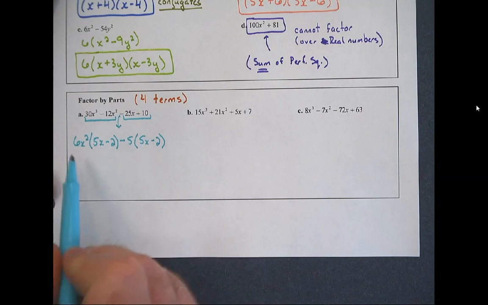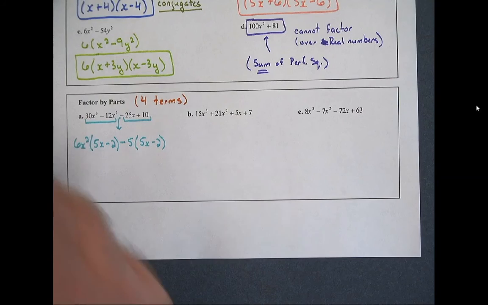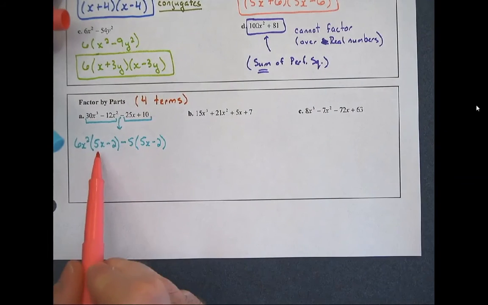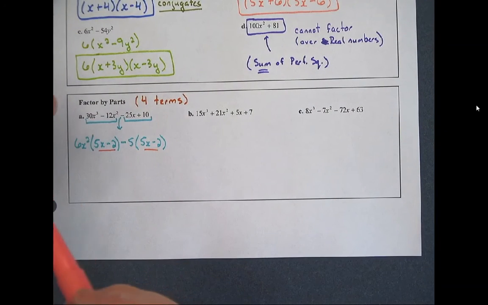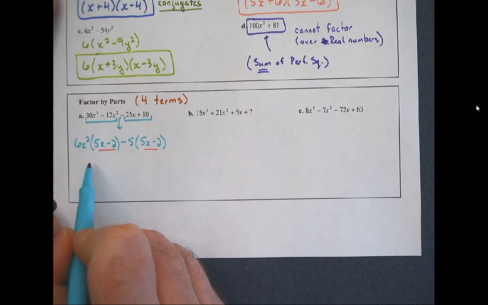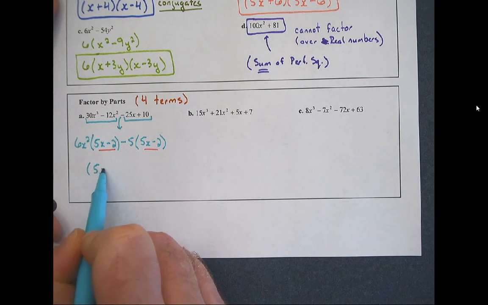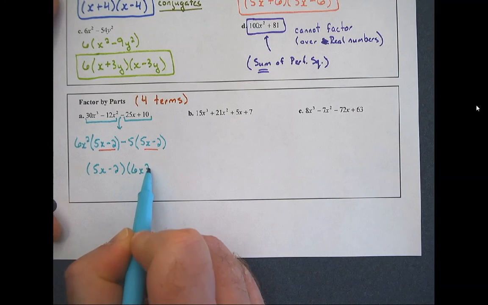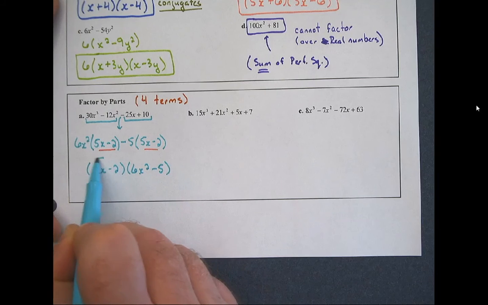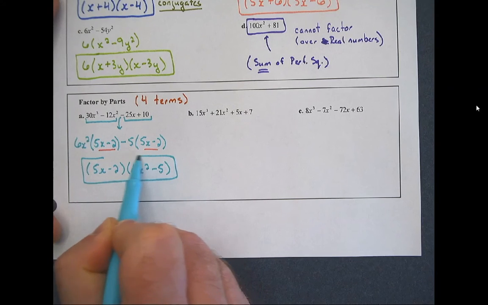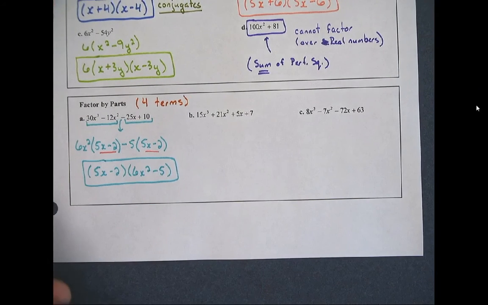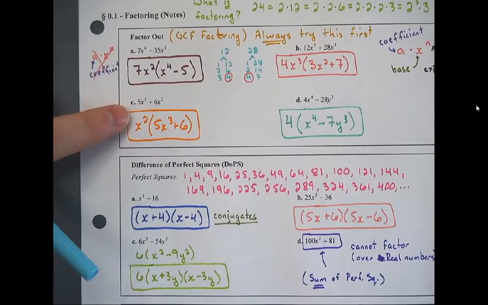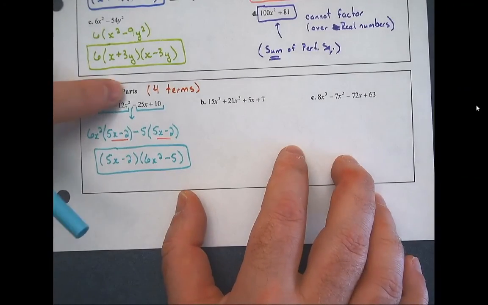Now, you know you did factor by parts correctly if the 2 parts have something in common. So they both have this 5x minus 2. I'm going to factor that out of both of them. And then that leaves behind 6x squared, subtract 5. I mean, that's exactly what we did up here. Well, actually, we don't even have to go that far. We can just look at these 2.